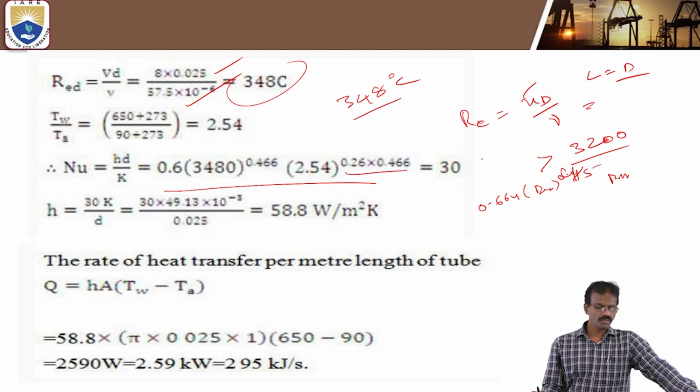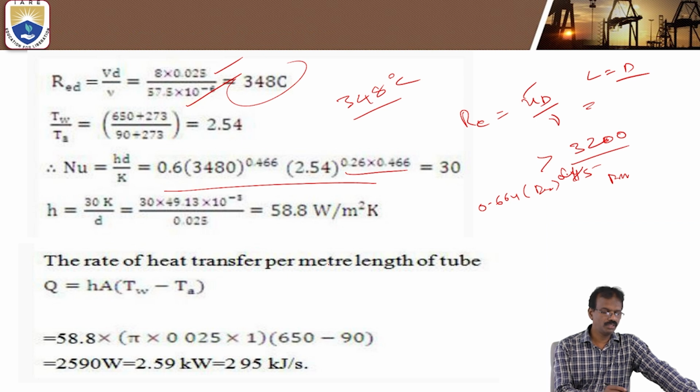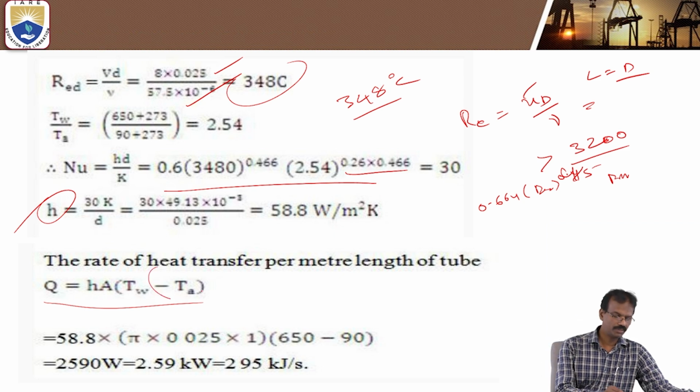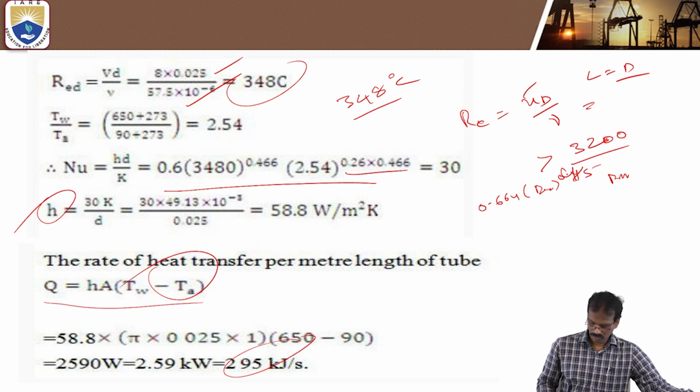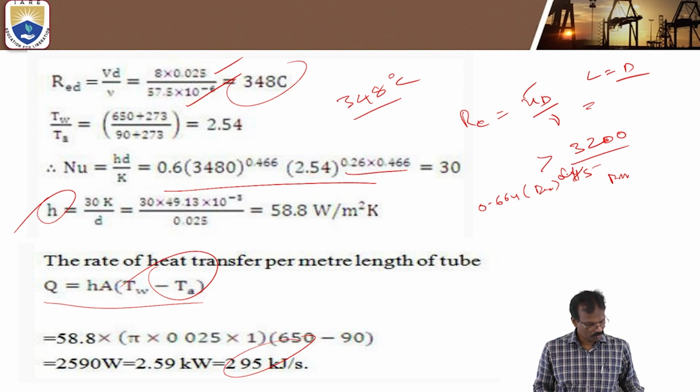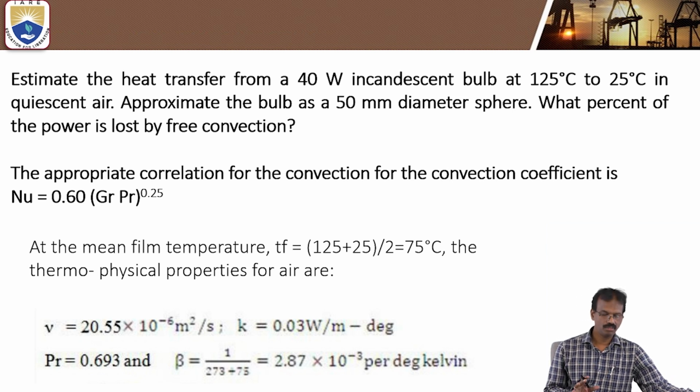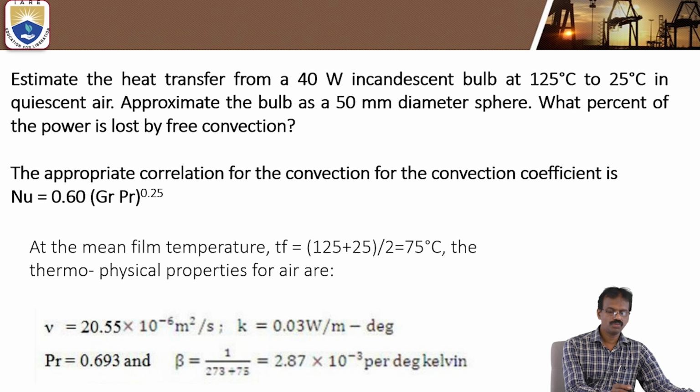Okay. If you substitute those values, then you can find out the h value. If you know the h value, then you can automatically find out the rate of heat transfer. Q is equal to hA into temperature difference. So by using this, you can find out the answer. So we'll see one more numerical. I would like to give just an outline of this one, then you can solve it.